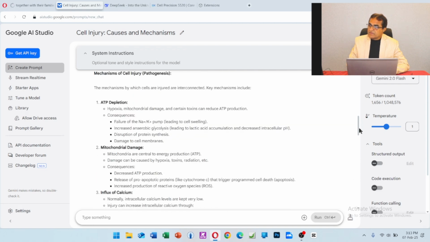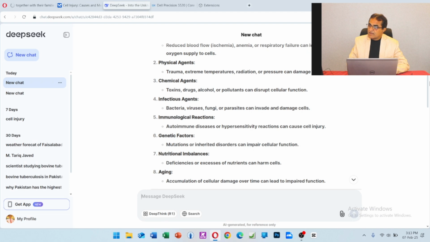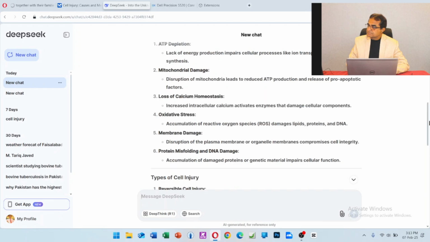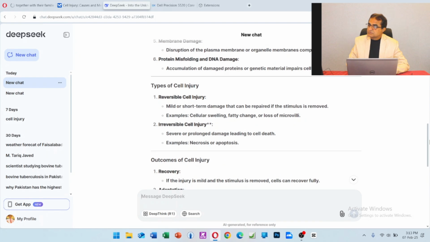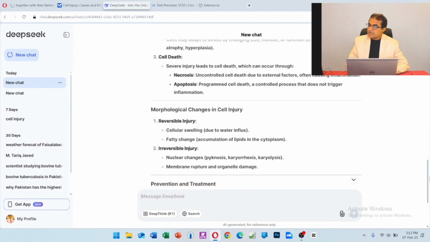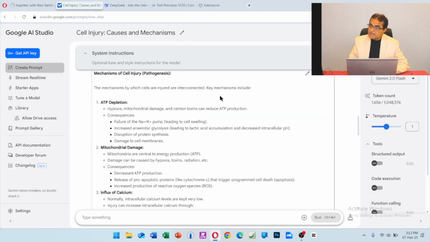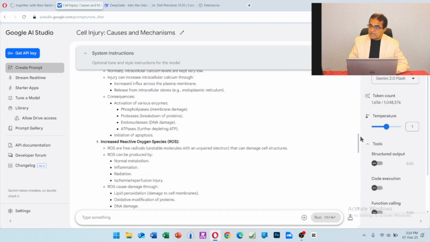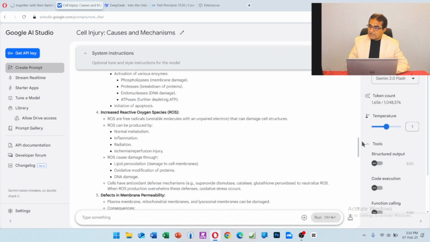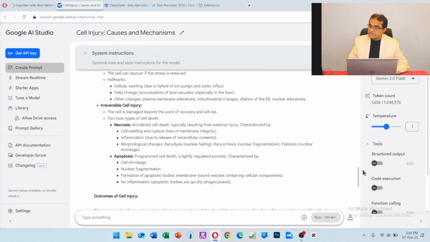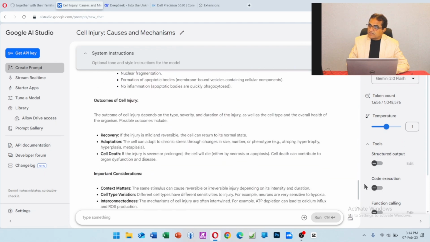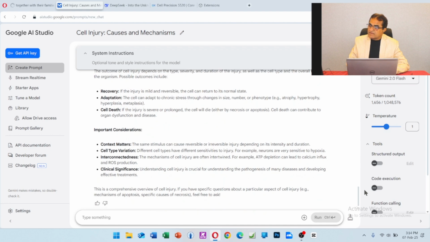And then if we look into the mechanism of cell injury, Google AI Studio started with the types of cell injury, outcome of cell injury, and morphological expressions. This really gave us information about the mechanism of cell injury as well, and it is quite enormous, a lot. And then types of cell injury, whether reversible and irreversible, and then outcomes of cell injury. It's given in quite detail.